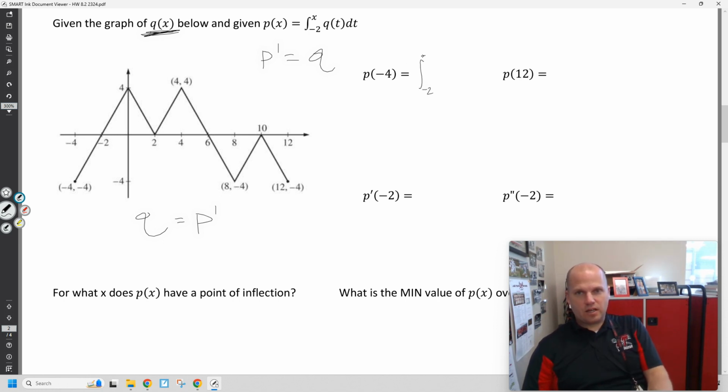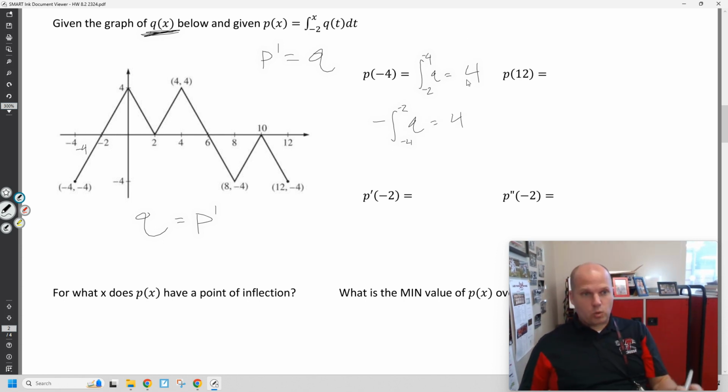Negative 2 to negative 4. Heads up, you're going from right to left. This area, base 2, height negative 4 is negative 4. Take the opposite of it. That's positive 4. If you want to write it down, it's the opposite from negative 4 to negative 2, or you're subtracting.